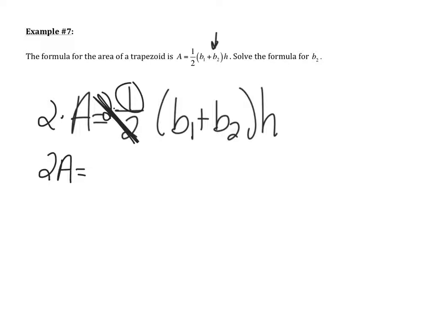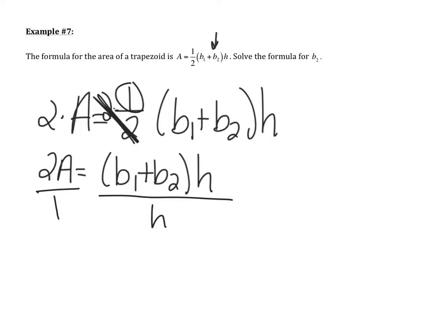But is there any purpose to distributing a 1 to a parenthesis? There's not. So I'm just going to leave it as parentheses B1 plus B2, and then times the H. So here again, I am trying to get the B2 by itself. Right now, this entire parenthesis is being multiplied by H. So let's get rid of multiplying by H. To get rid of multiplying by H, I divide by H. Those are going to cancel, and I would have 2A over H equals B1 plus B2. I took the parentheses away this time because there was no need for them anymore.